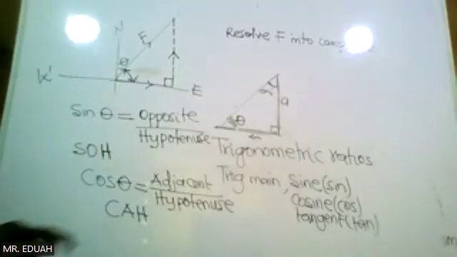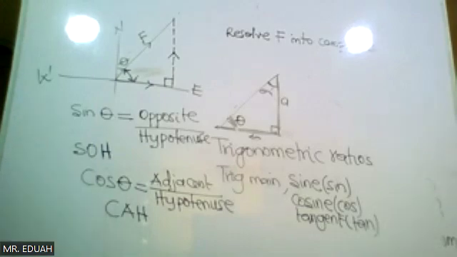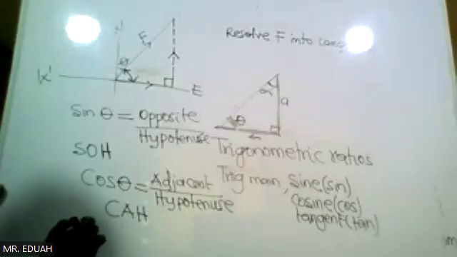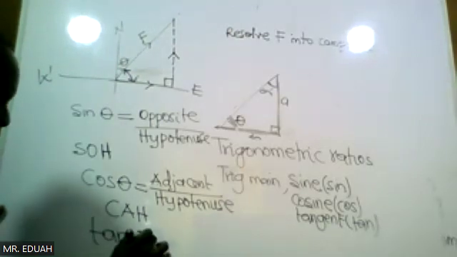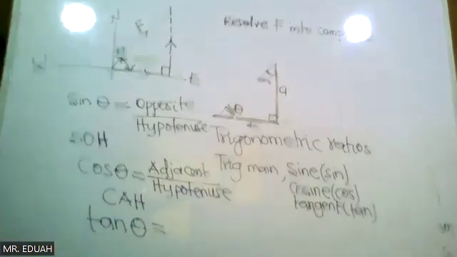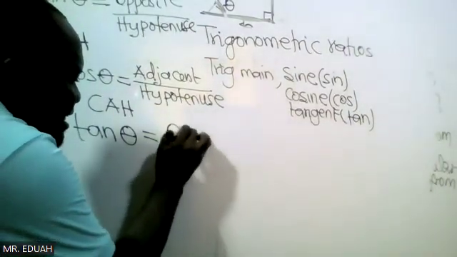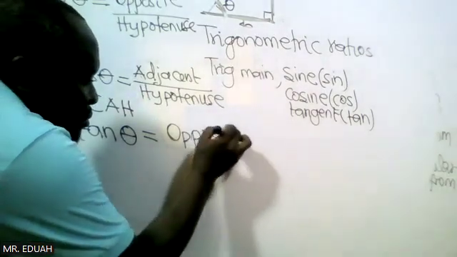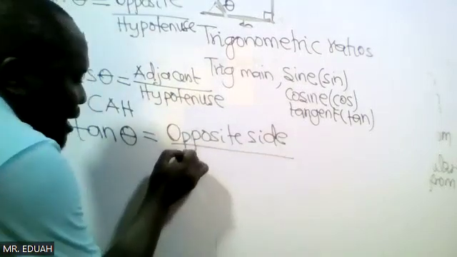All right, so at the mention of this, the C is cosine, A adjacent, H hypotenuse. Then lastly, we have tangent. Tan of the angle theta. The trig ratio tangent is a ratio of the opposite side to the adjacent.